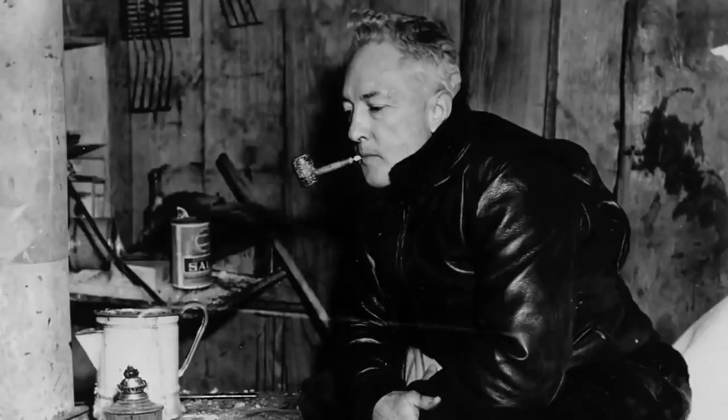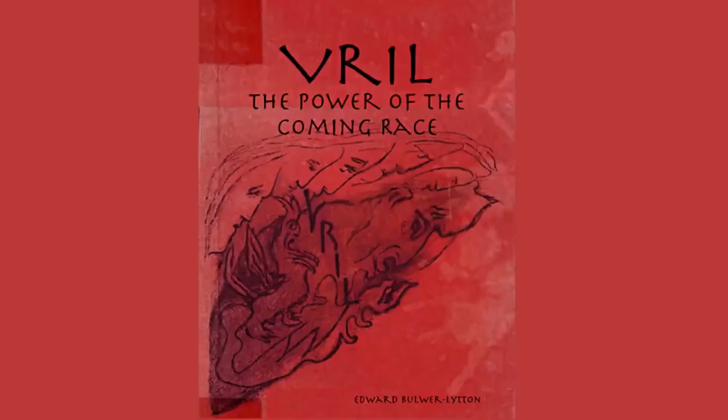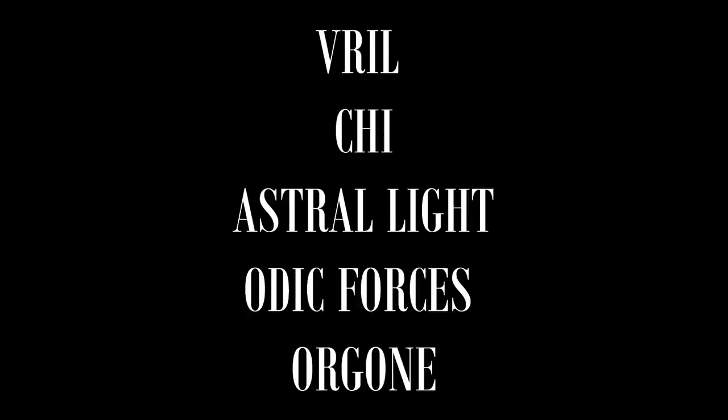The Thol Society also believed that the Black Sun was a big ball of primer materia that existed in the center of the Earth and emanated radiation in the form of real energy. This energy has many names. Some have called it Chi, astral light, odic forces, or orgone.